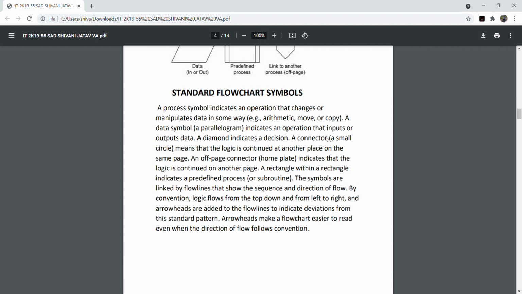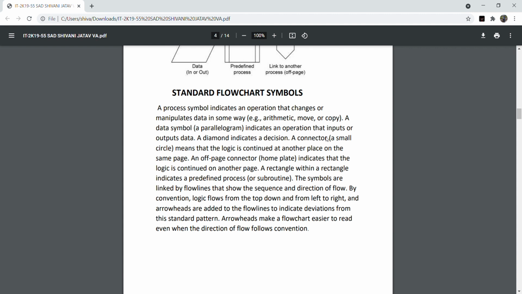A data symbol, a parallelogram, indicates an operation that inputs or outputs data. A diamond indicates a decision. A connector, a small circle, means that the logic is continued at another place on the same page. An off-page connector, a home plate shape, indicates that the logic is continued on another page. A rectangle within a rectangle indicates a predefined process or subroutine.